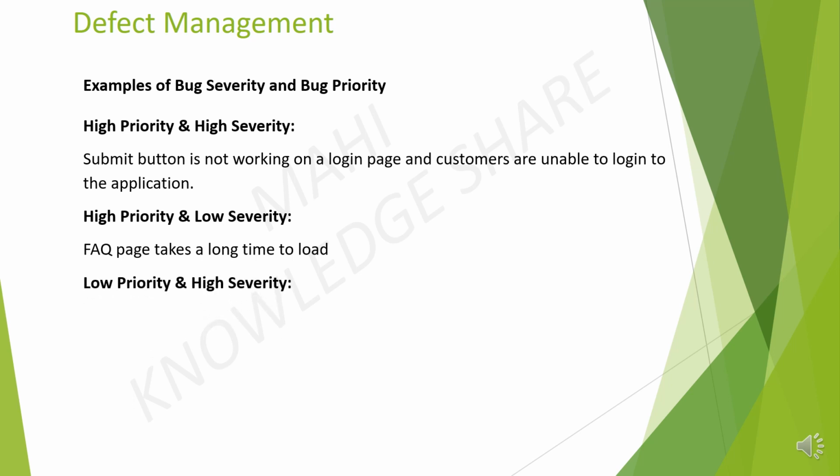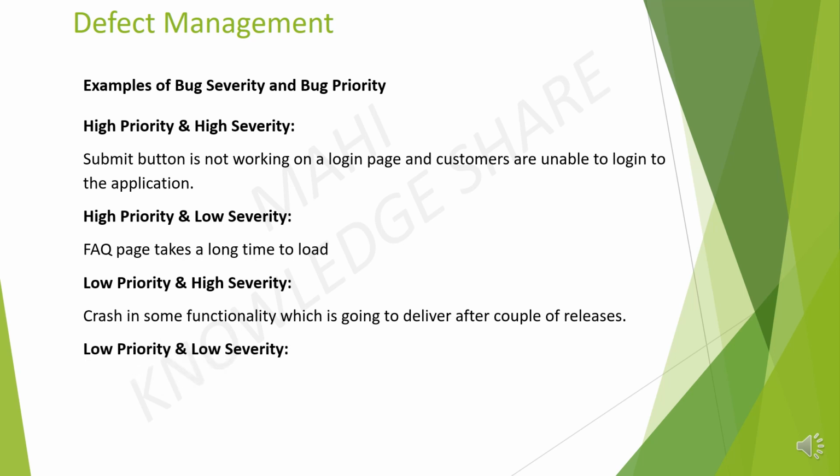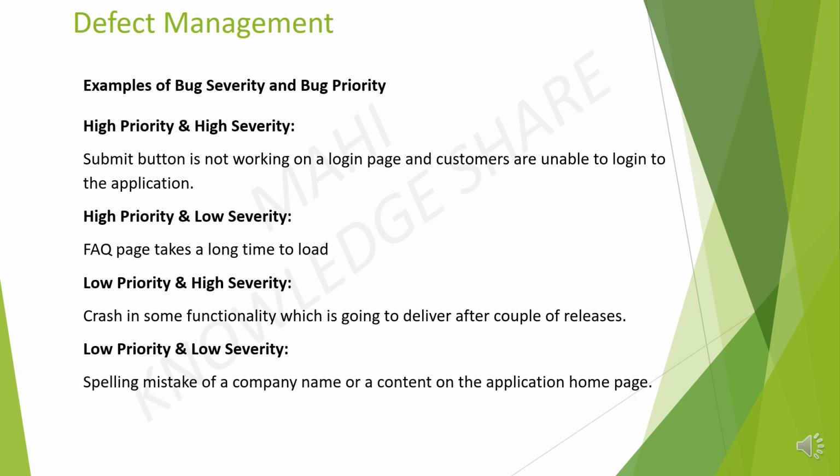Third example is for low priority and high severity. Crash in some functionality which is going to be delivered after a couple of releases. The last, fourth one is low priority and low severity. Spelling mistakes of a company name or a content on the application home page.